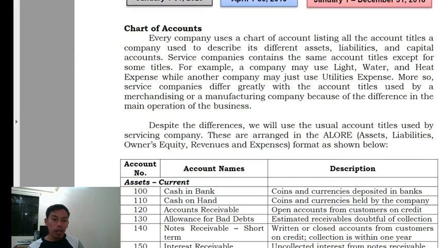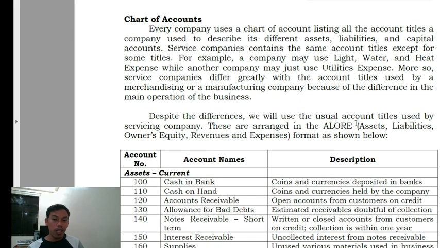Now, the chart of accounts, what is that? Again, this is the listing of all account titles a company uses to describe its assets, liabilities, capital, and accounts. Service companies contain the same account titles. Magkakapareho po kasi sana sila, except for some titles.